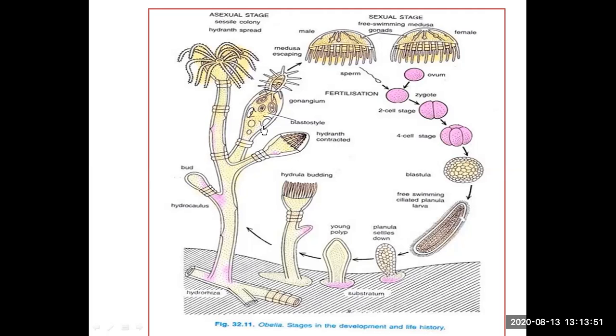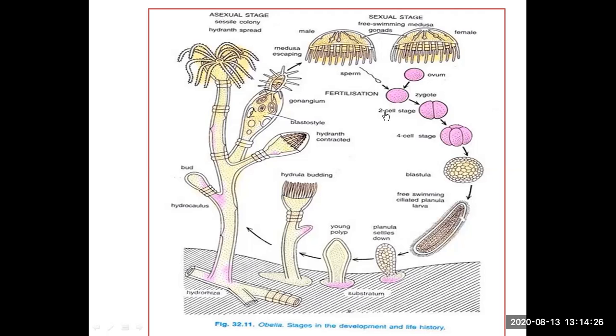How many types of medusa? In the gonangium, female medusae and male medusae are produced. So sperm cells and ovum are related to the medusa. The female and male gametes meet, and the two cells form a zygote. This is fertilization.